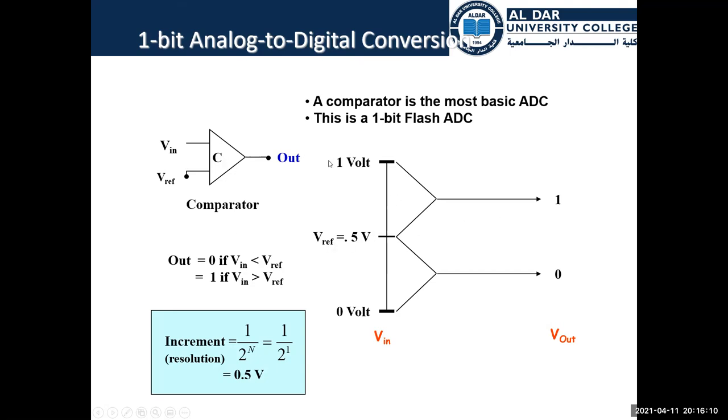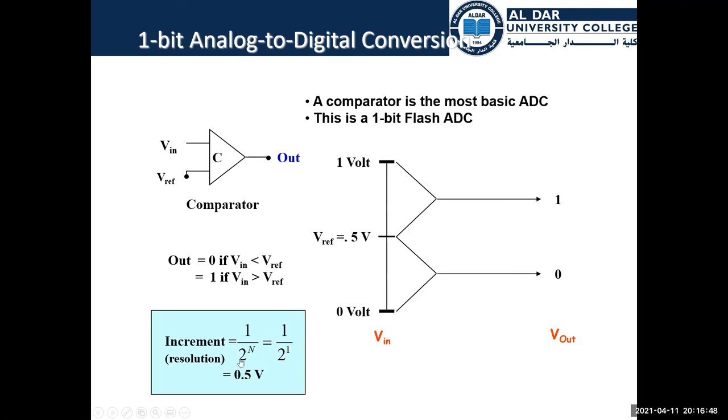So we have here the voltage. If we have the range from 0 to 1 voltage, so 0.5 will be the reference. So greater than this reference is going to be represented as 1. Less than 0.5 voltage will be represented as 0. This is very simple. We take the voltage, the amplitude of the signal, and then we convert it to a binary number. If it is greater than the threshold, we put it as 1. If it is less than that threshold, it is represented as 0.